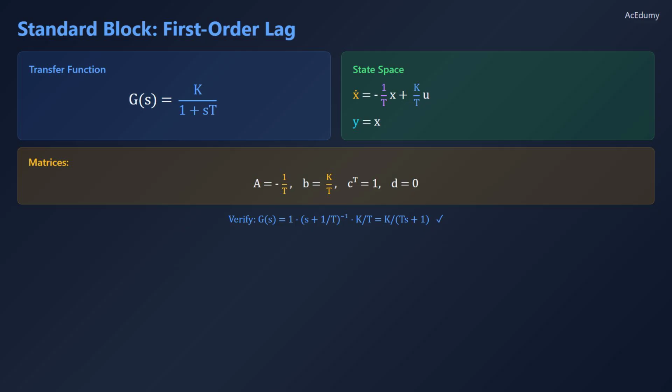Next, the first order lag with G(s) equals K over 1 plus sT. The state equation is x dot equals minus 1 over T times x plus K over T times u. The output is y equals x. So A equals minus 1 over T, B equals K over T, C transpose equals 1 and D equals 0. Applying the formula, sI minus A is s plus 1 over T. Its inverse is 1 over the quantity s plus 1 over T. Multiplying by K over T, we get G(s) equals K over (Ts plus 1), exactly as expected.